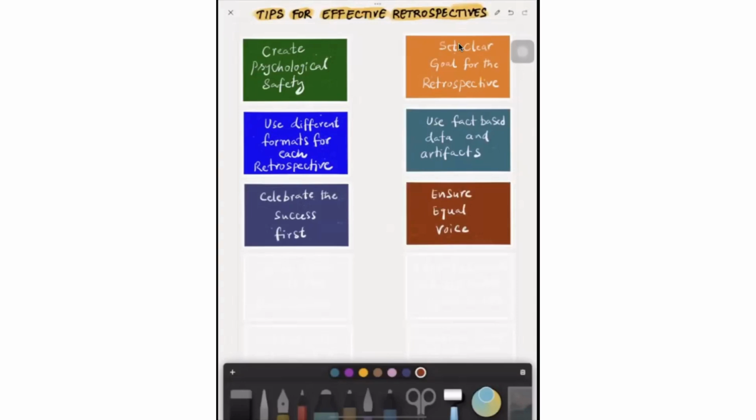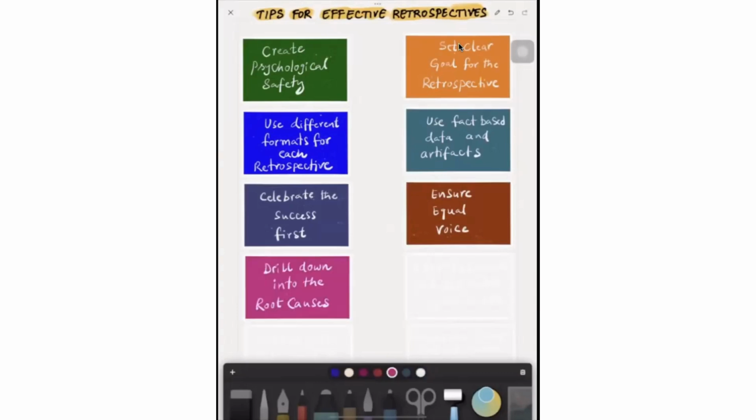Then the next one, ensure equal voice. That means use facilitation tools like silent brainstorming or post-it notes or breakout rooms to give everyone space to contribute, especially quieter team members. And if required, sometimes you can ask, okay, let's hear one by one in a round robin approach. So that will give everybody a chance to talk and express their opinions and intentions.